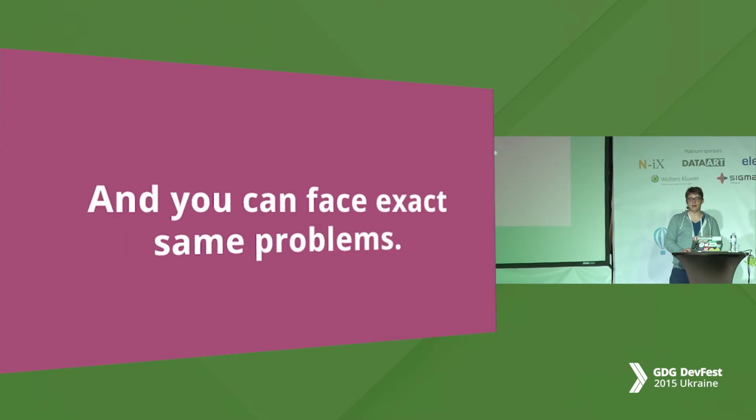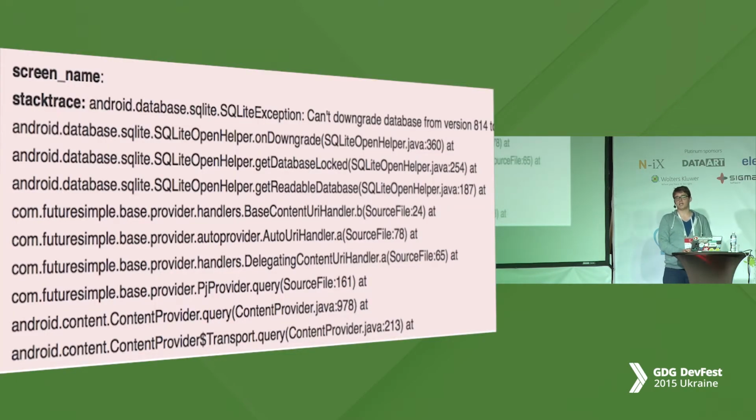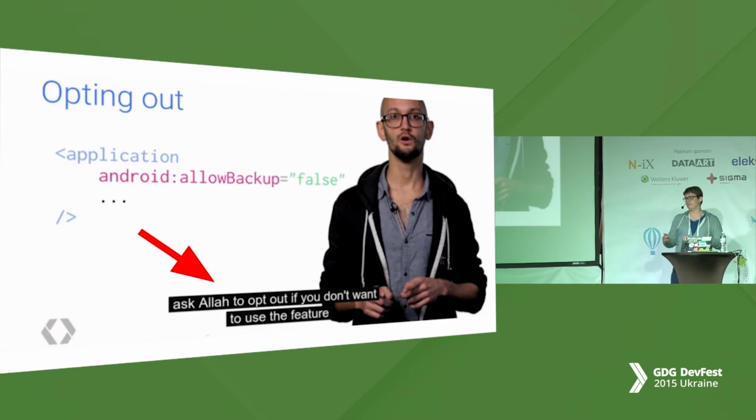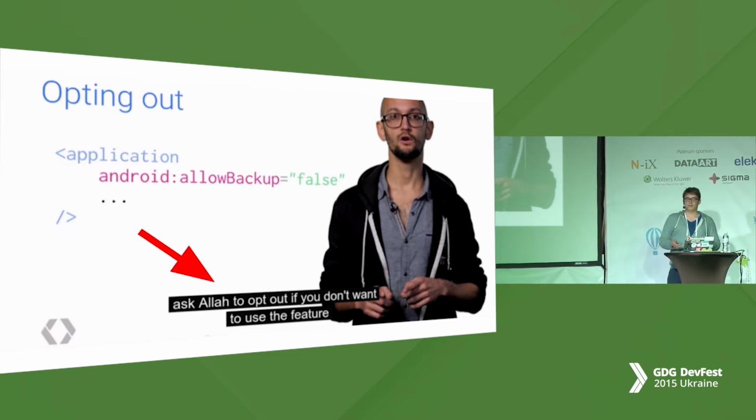And the same problem can happen in the auto backup. So how to defend? The very first thing that might come to your mind after looking at this terrible stack trace is just to disable backup, right? In order to disable backup, you can just put the Android allow backup parameter and set it to false inside of your application manifest, and suddenly the application will not be backing up.